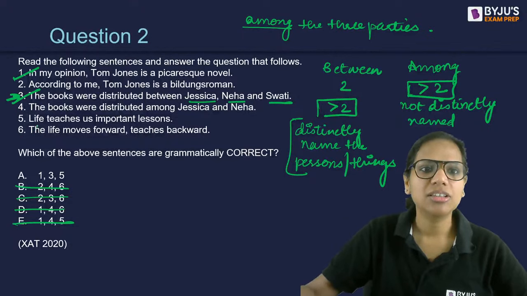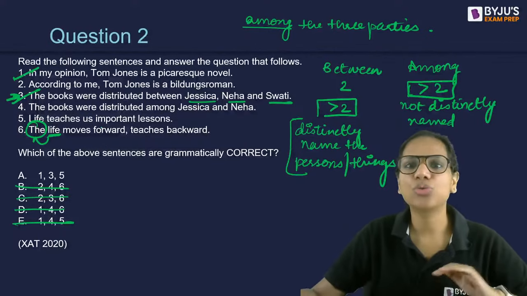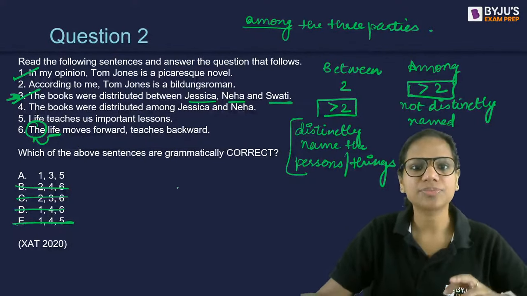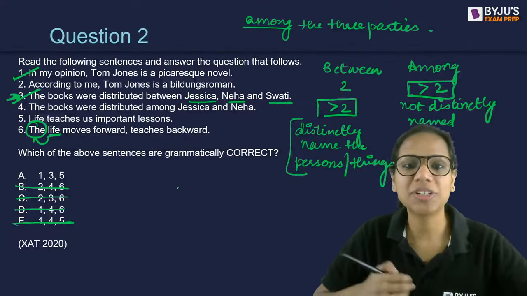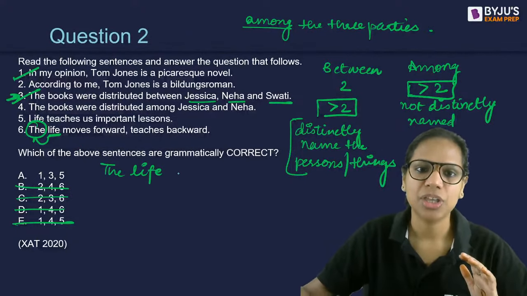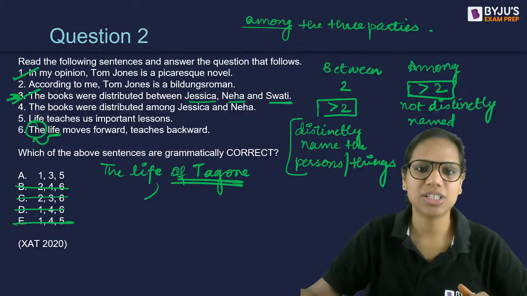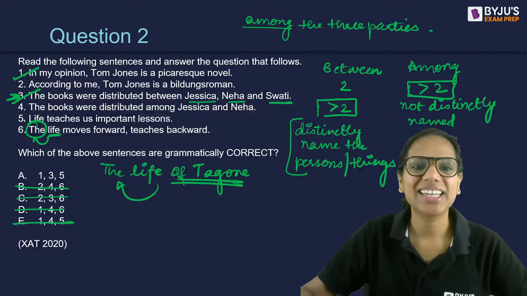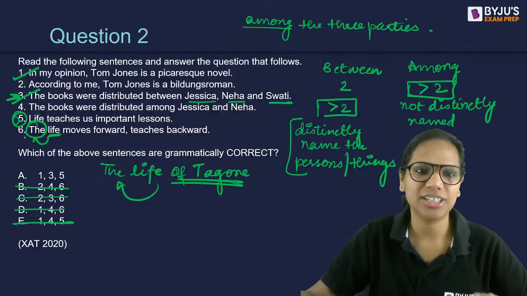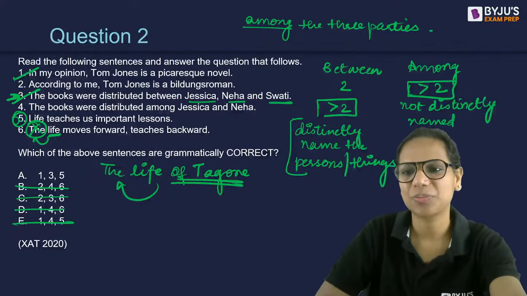Okay, for "life", I do not need the article "the" before life. When I'm talking about it in general, I do not put "the" before it. But for the life of a particular person, let's say the life of Rabindranath Tagore, I will need "the", because I'm talking about a specific person's life. Here in general, I do not need it. Here also, I do not need it. So 1, 3, and 5 are correct.